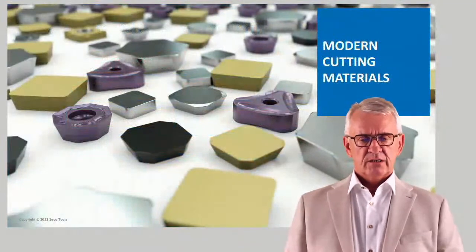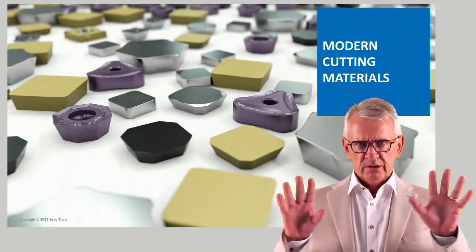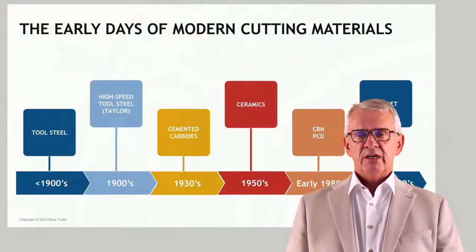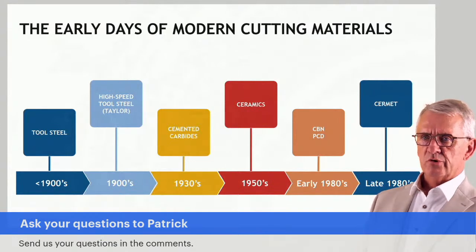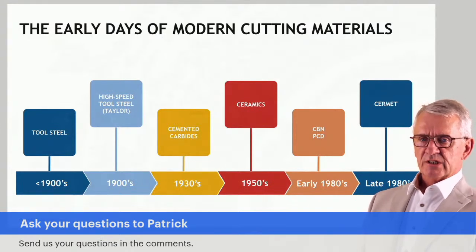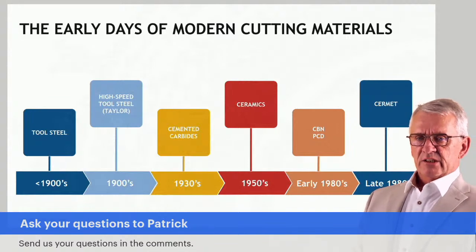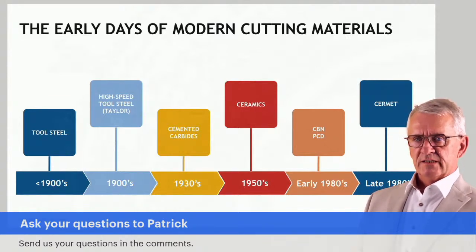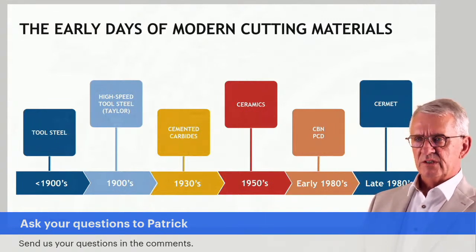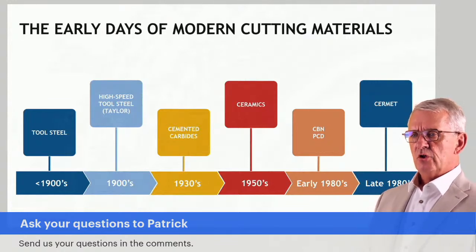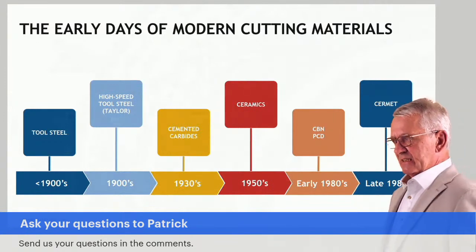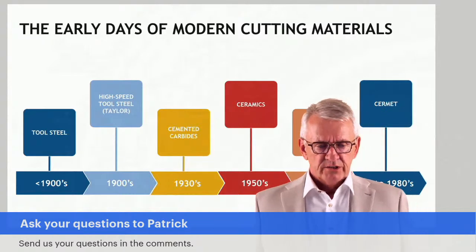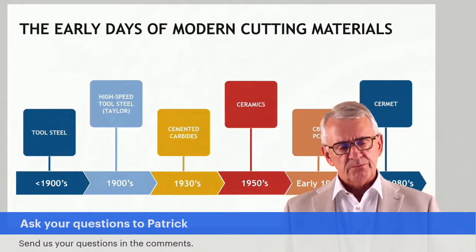Now, modern cutting materials, let me first sketch you a broad, general picture. If we look at what we talk about as modern, and I don't know if I should call tool steel a modern cutting material, but anyway, this represents roughly the last century. We see tool steel, we see high-speed tool steel, the Taylor steel, we see cemented carbides, we see ceramics, we see CBN, PCDs, we see cermets. And if you look at when more or less these things were introduced, the youngest one, cermets, we already use that for 40, 50 years.